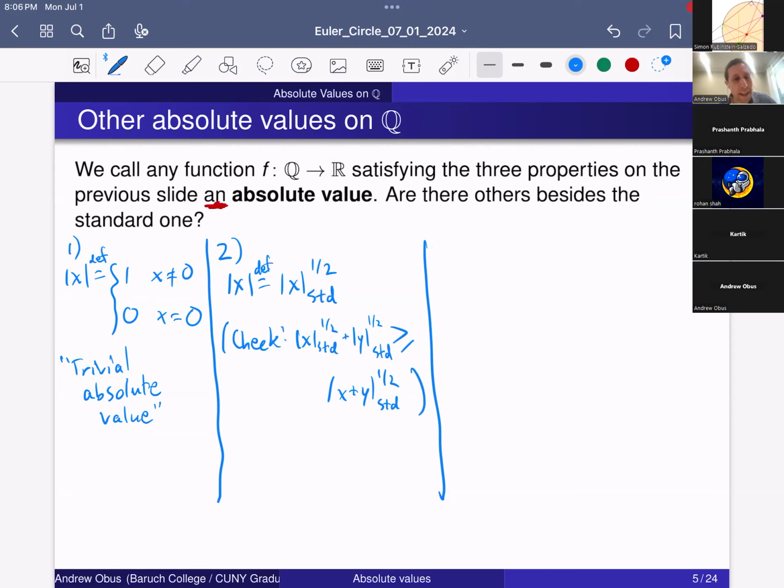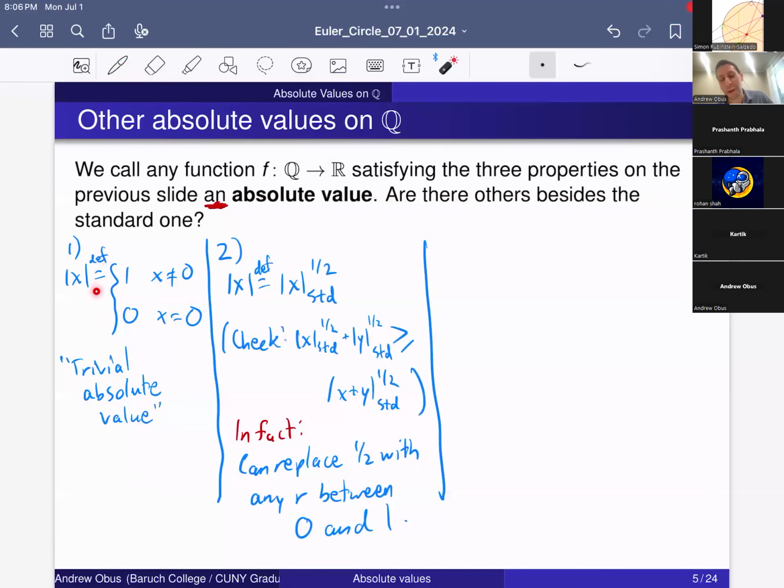The positivity is easy, and the multiplicativity is easy. And, in fact, the 1/2 is not really special. So you can replace 1/2 with any r between 0 and 1. Okay, there's nothing special about 1/2. In fact, if you replace it with 0, you get the trivial absolute value with an appropriate definition of 0 to the 0. Okay, so far we have these different ones, but they're not necessarily so interesting.